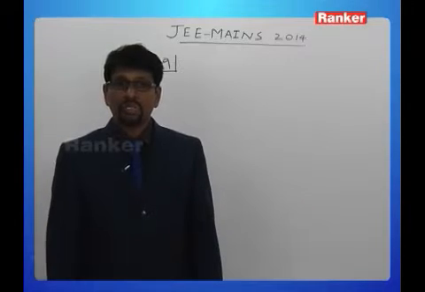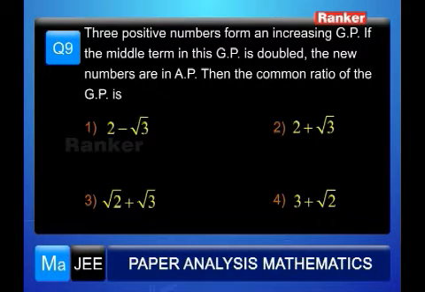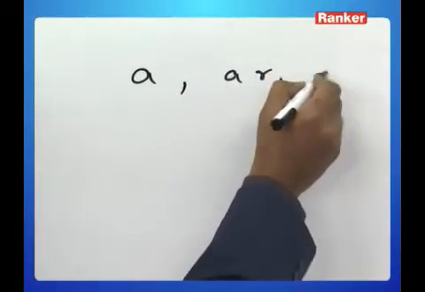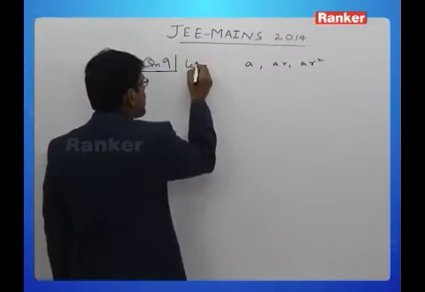Let's move to the next question. Question number 9. 3 positive numbers form an increasing GP. If the middle term of this GP is doubled, the new numbers are in arithmetic progression, then the common ratio of the GP is, first option 2 minus root 3, second option 2 plus root 3, third option root 2 plus root 3, and fourth option 3 plus root 2. Now let the three numbers which are in GP be A, AR, AR square. Let the GP be this.